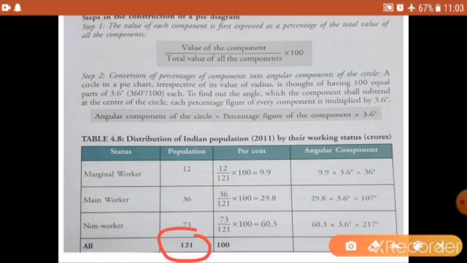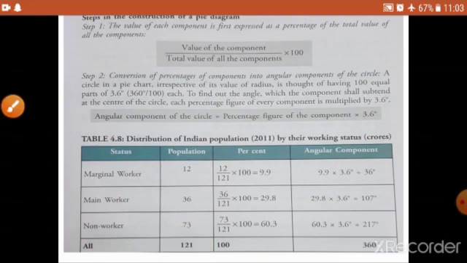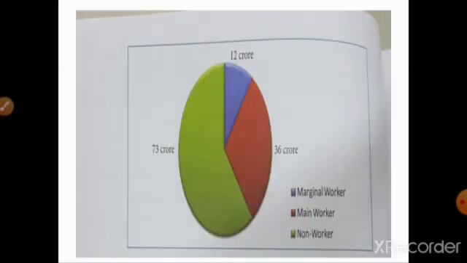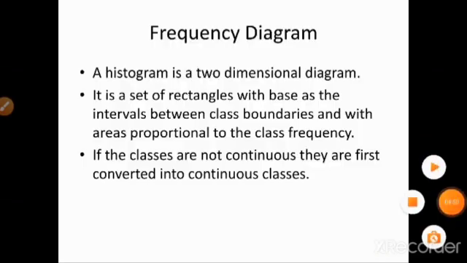Okay, the value we get, we multiply with 3.6 degrees. How do we get 3.6 degrees? It is 360 by 100. Why 360? Because a circle always contains 360 degrees. So whatever parts we divide in the pie chart should have proportional components, and for that purpose we multiply with 3.6 degrees. Whatever value comes, based on that we can proportionally divide the information. It is given in this pie chart: the percentage of marginal workers, main workers and non-workers.